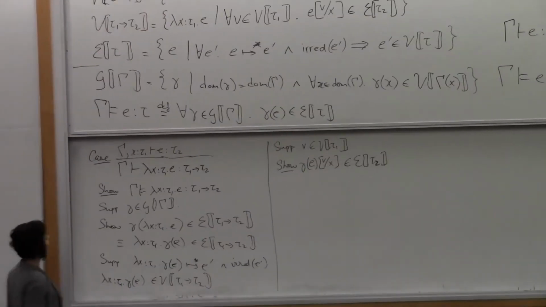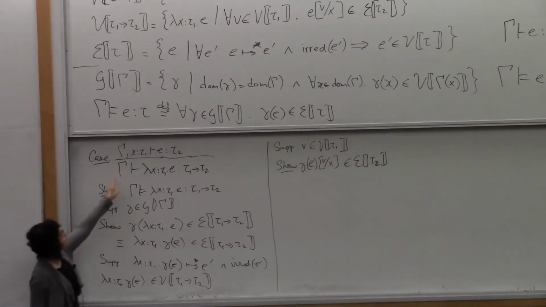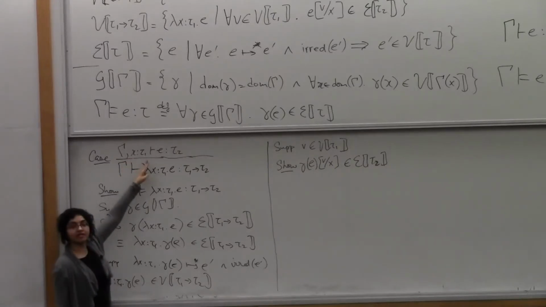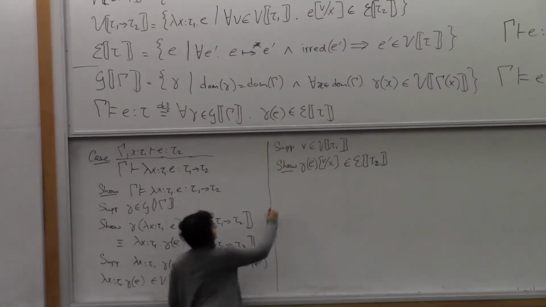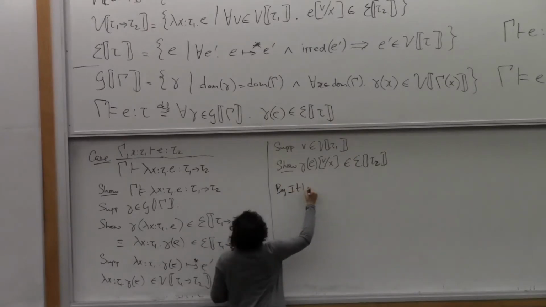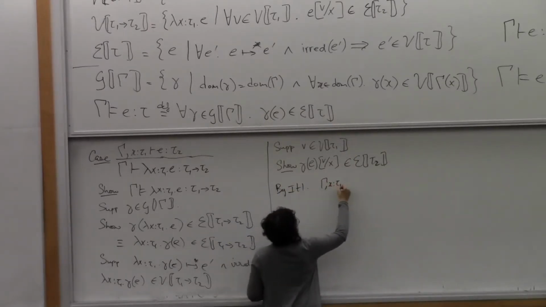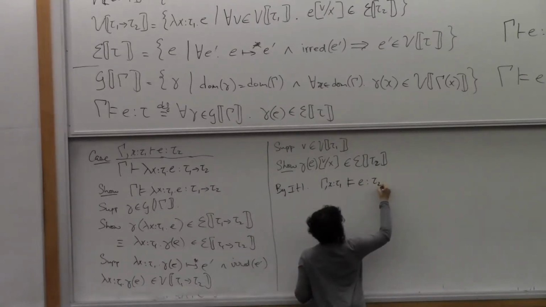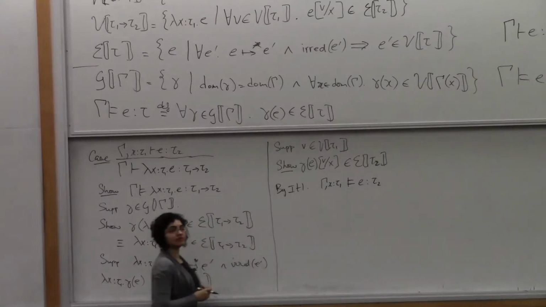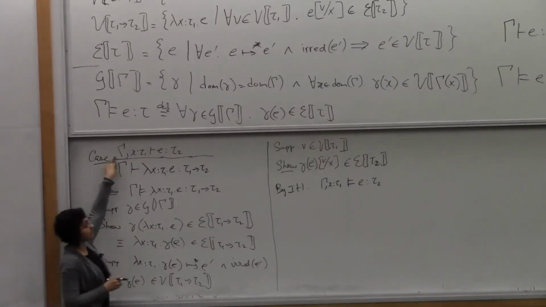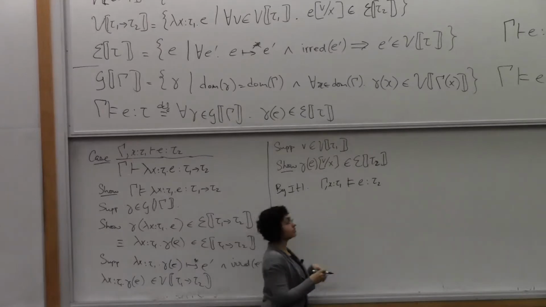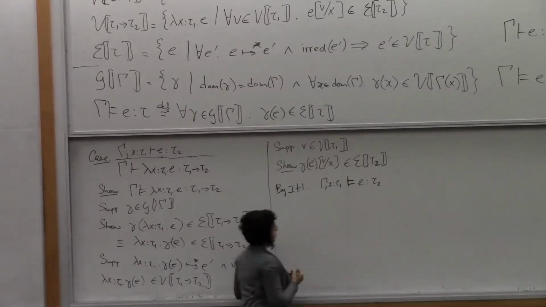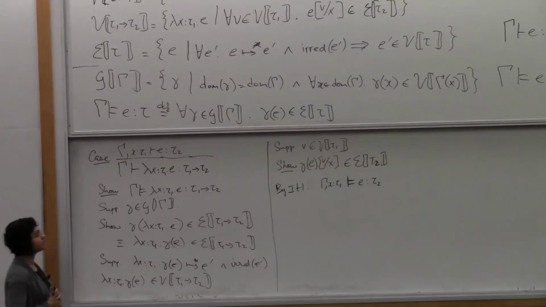Yes, since I'm pointing at it. Since we know that e is well typed, it has type tau 2 under the extended environment, we know by the induction hypothesis that under gamma x colon tau 1, semantically, e behaves like it has type tau 2. We get that from the induction hypothesis here, and this is the double turnstile. So let's try to use that fact.